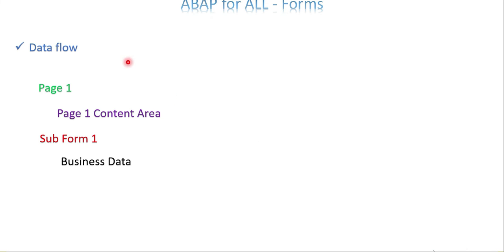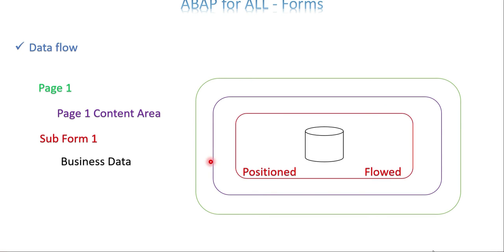Now, just a data flow. I want to show you the concept of how page 1 goes with page 2 based on the data. For that, I'm going to use an internal table to show how it creates another page with whatever contents we have. I have page 1 and then the page 1 content area. Inside the content area, I have a subform, and inside the subform, I have my business data. Basically, it's an internal table. I'm going to make a design to understand the master and multiple master pages and the subform.